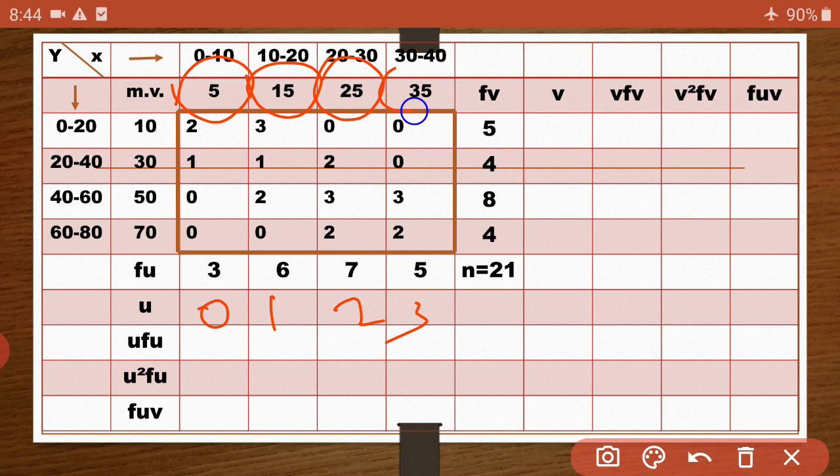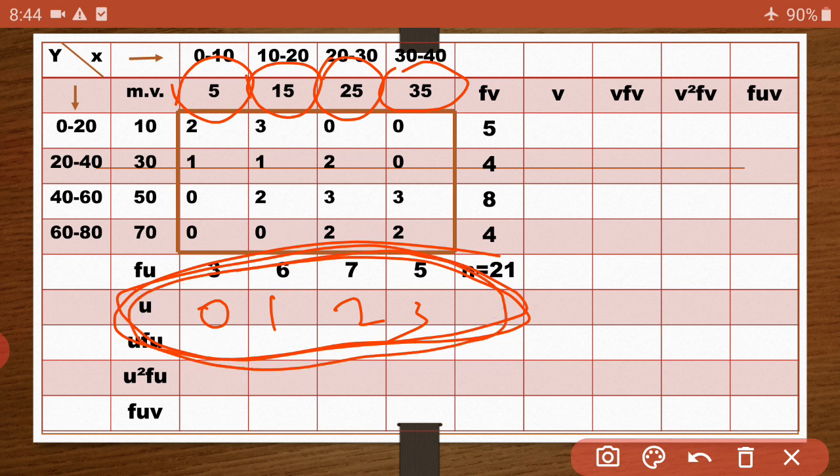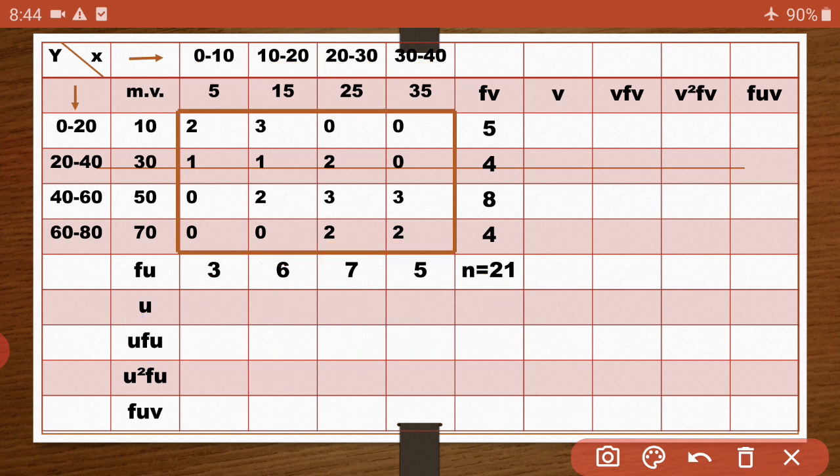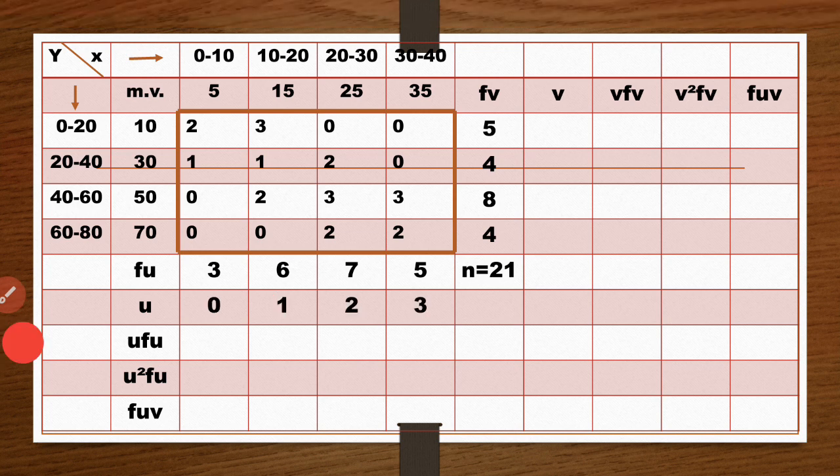Only if the difference is the same can we put 0, 1, 2, 3 here, otherwise we do not put them. Okay, so here the difference will be same and the smallest value we assume. So here the 5 is called a. We assume 5, it is called a. So here the answer is 0, 1, 2 and 3.